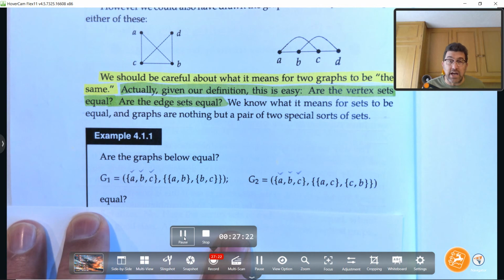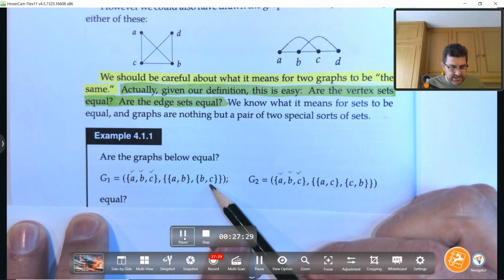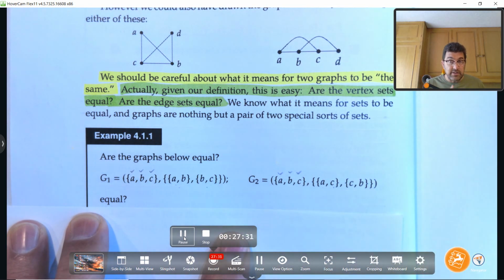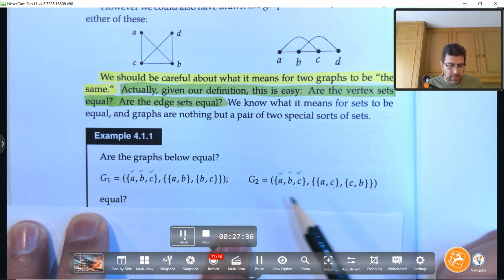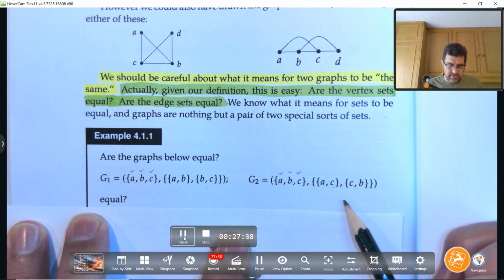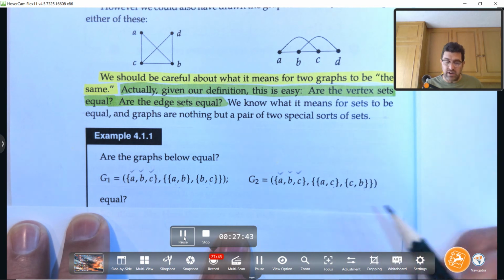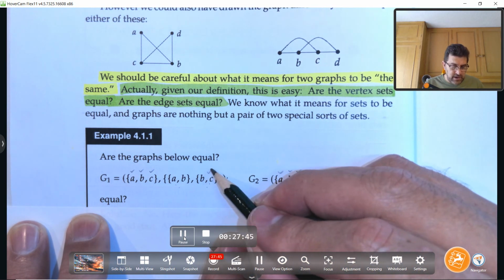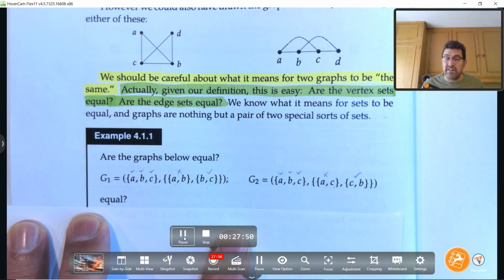But now let's look at how those vertices are connected. Well, AC is connected. AC is not connected over here. So AC is adjacent here. It's not adjacent in the other graph. Then BC and CB are connected. That's fine. So those two are fine. These two are not fine. Can you see, folks, that if you were to draw those two graphs, they will definitely not be equal.